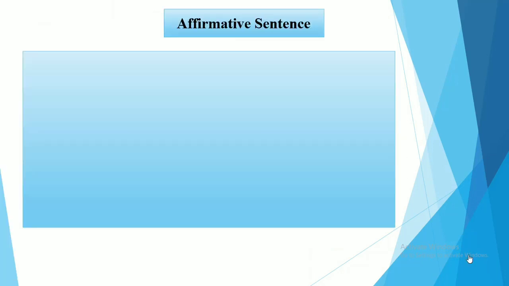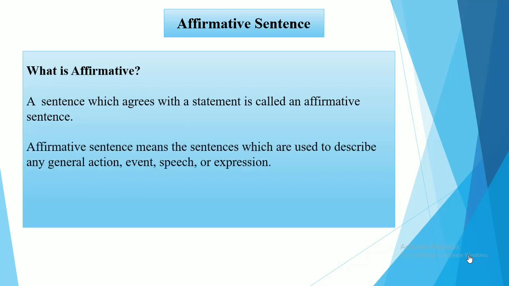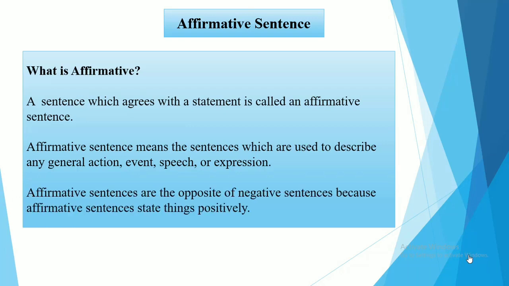See affirmative sentence. What is affirmative? A sentence which agrees with a statement is called an affirmative sentence. It means the sentences which are used to describe any general action, event, speech, or expression. Affirmative sentences are the opposite of negative sentences because affirmative sentences state things positively.